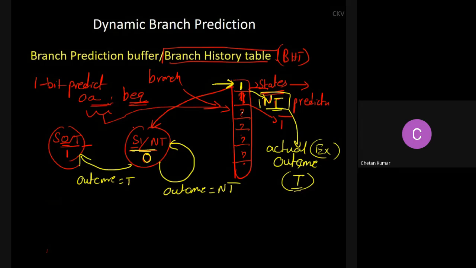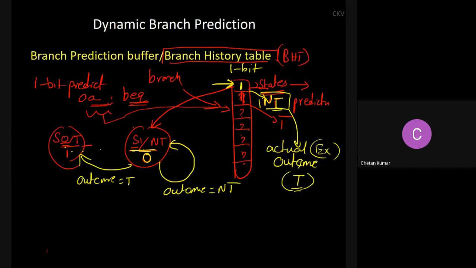Remember, I am not storing whether it is actually taken or not taken. I will be storing the states. So in 1-bit prediction, the value that I will be storing is 1 bit. That 1 bit will indicate which state I am currently in. With the help of that state and the outcome, you will decide whether to remain in the same state or change the state. Accordingly, your prediction will be done.